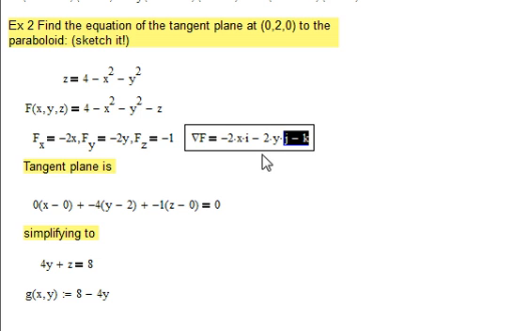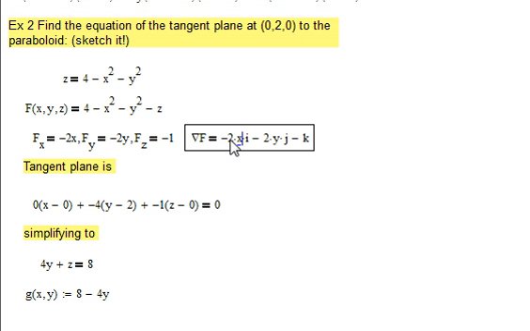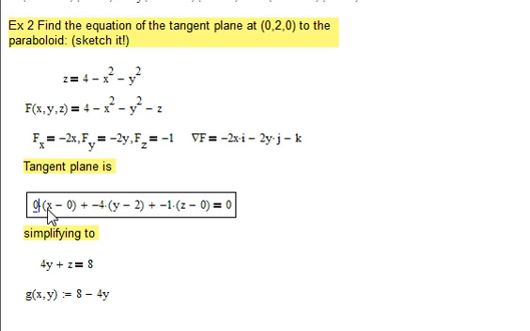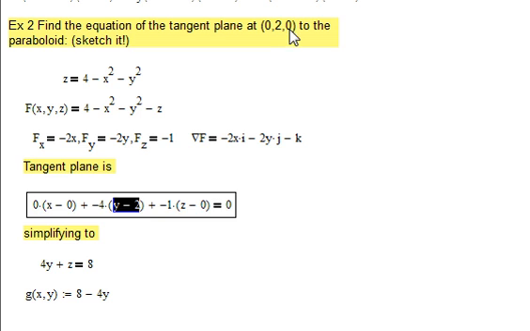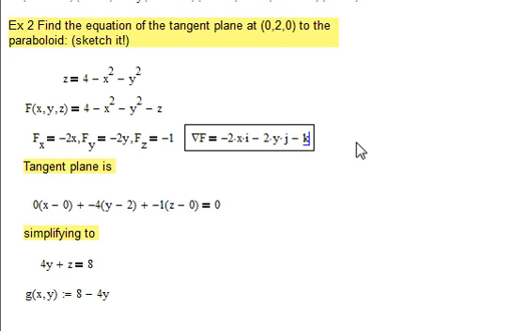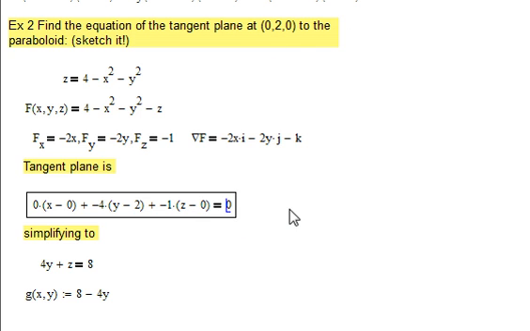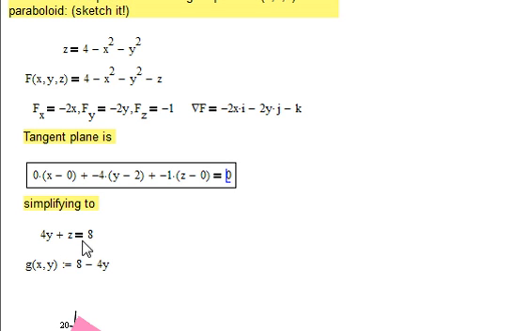And the tangent plane is, at this point where x is 0, y is 2, and z is 0, well, x is 0, so -2 times 0 is 0, so 0 times (x - 0). Y is 2, so we got -4 times (y - 2). And we also have, well, since the k coefficient is just -1 no matter what x, y, and z are, we've got -1 times (z - 0), and that equals 0. And if you simplify all this, you get the plane 4y + z = 8.